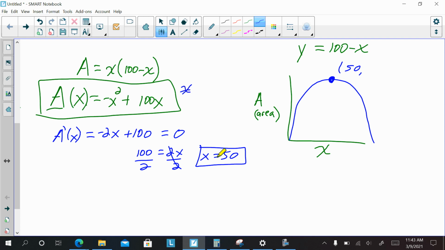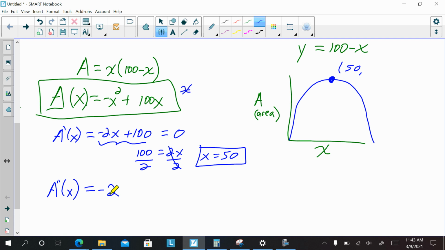We could do either our first or our second derivative test. Remember, the first derivative test tests each side of our critical point to see if we go from increasing to decreasing or decreasing to increasing, and that tells us whether it's a max or a min. Or we could do the second derivative test. Well, to do that, we need the second derivative. So if this is our first derivative, our second derivative is -2.